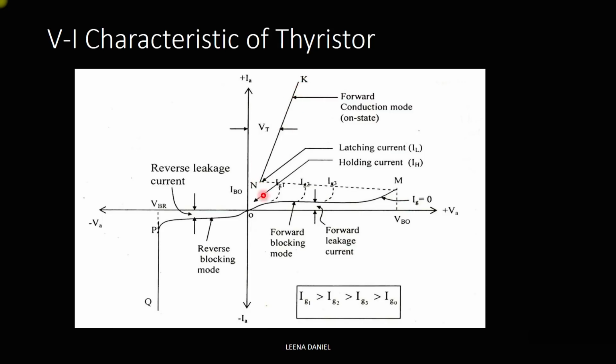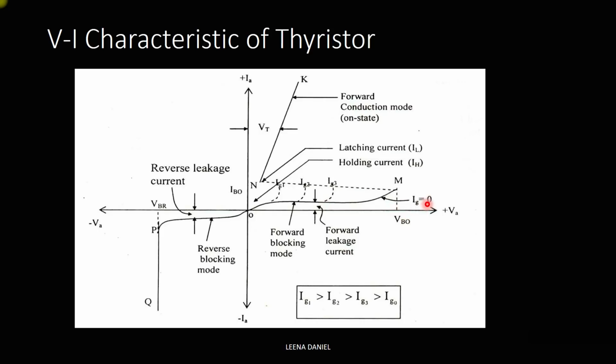And NK, this is the NK portion, and it shows the forward conduction mode or on state of the thyristor. So we can say the thyristor acts as a switch which has only two states, either on or off. So here some more points you can see. IG1, IG2, IG3 are shown here. If this is the breakover voltage, at this point Ig is 0.